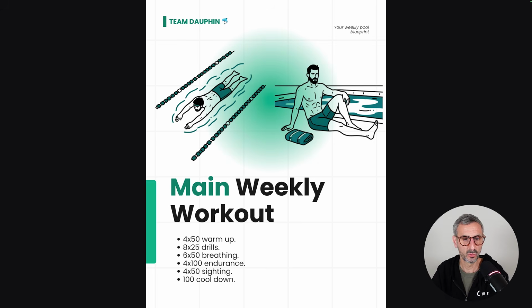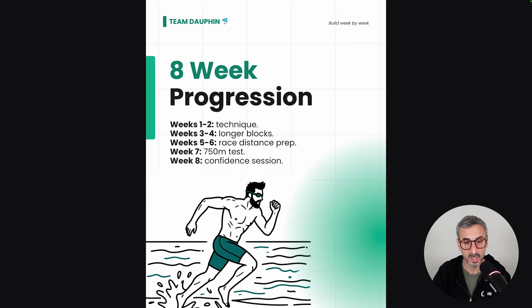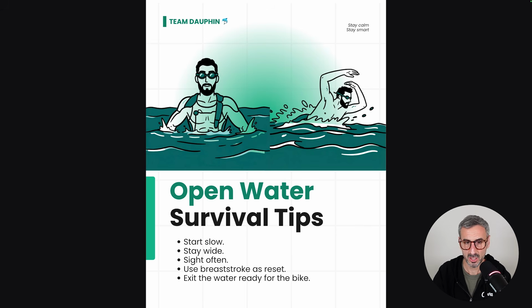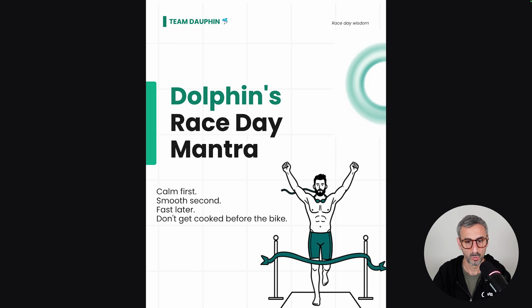Yeah, the information is well structured. For example, the main weekly workout, you could probably just print that, maybe plastify this card and bring it with him to the pool so he can just do the different drills here. The 8-week progression, what he needs to work on, open water survival tips. And then the last slide, this one: calm first, smooth second, fast later, then don't get cooked before the bike.